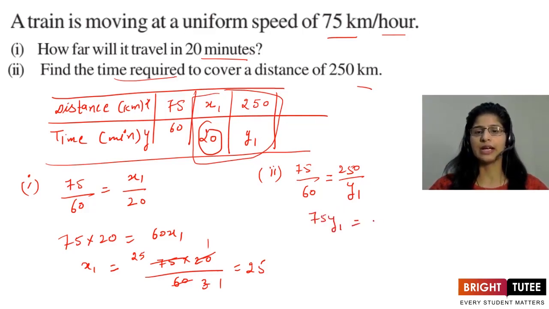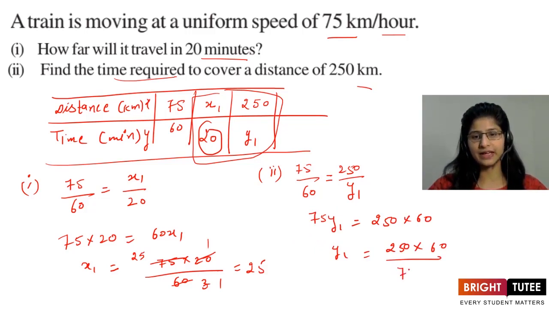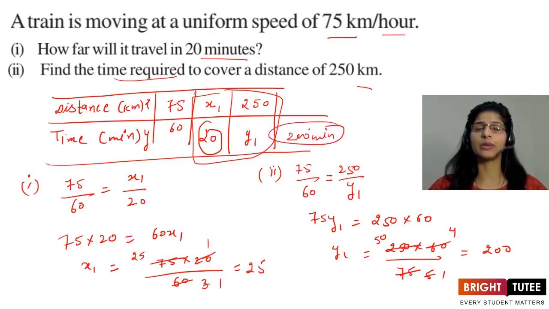So 75 y1 is equal to 250 into 60. So y1 would be equal to 250 into 60 divided by 75, right? 15 fours are 60, 15 fives are 75, 5 ones are 5, 5 fives are 25, 0, 5 fours are 20, 200. So to cover a distance of 250 kilometers, it requires 200 minutes. The time required will be 200 minutes. So I hope now you are understanding how to attempt the questions.